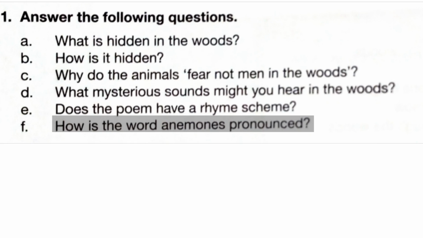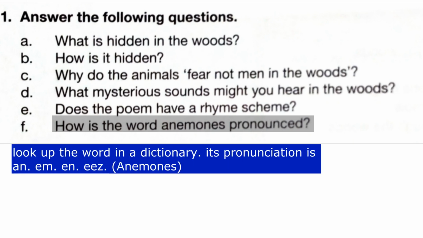F. How is the word anemones pronounced? Answer is: look up the word in a dictionary. Its pronunciation is an-EM-o-nees. Anemones.